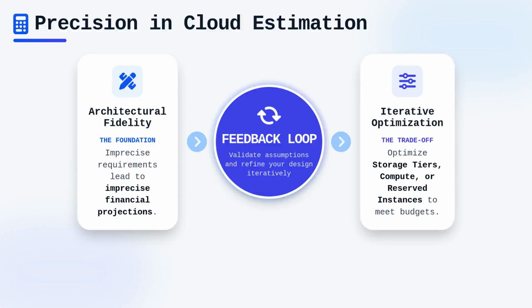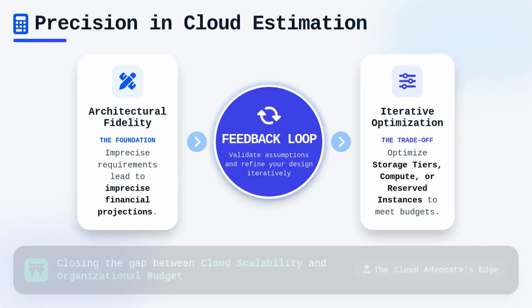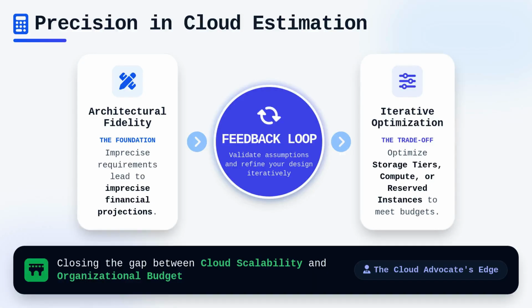This iterative process of estimation and refinement is what defines an effective cloud advocate. You use the calculator to validate your assumptions and to ensure that the infrastructure you build is logically and financially sound. By mastering the tool, you gain the confidence to lead architectural discussions with a clear understanding of the fiscal implications of every technical decision you make. It is about closing the gap between the promise of cloud scalability and the reality of organizational budget management.